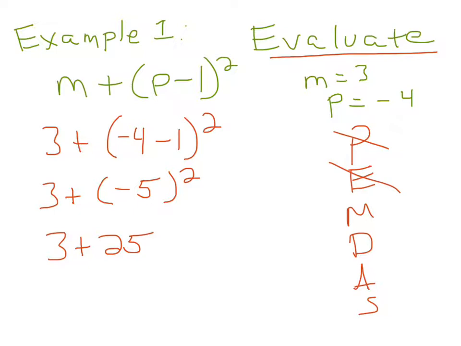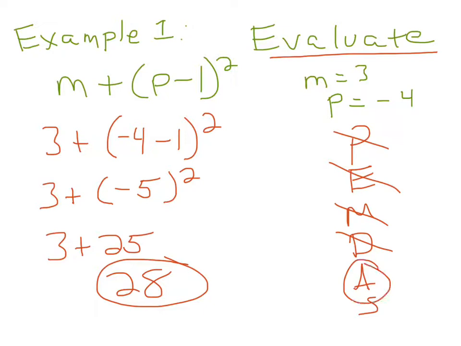Now I don't see any multiplication or division to worry about in this case, so I'm going to go ahead and skip those and come right down here to addition. This should be our last step, and we can say that 3 plus 25 is 28. And 28 is going to be our final answer for this particular example. So as you can see, we went step by step from P to E, skipped M and D, and then used A to add as our final step to get our final answer. And we evaluated this expression when M is 3 and P is negative 4 to find out that the answer is 28. So let's move on.